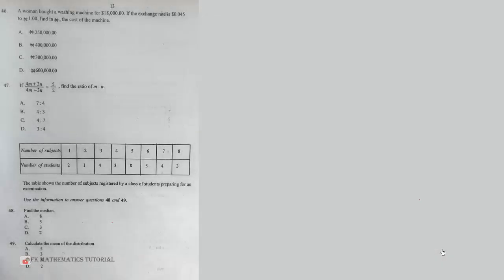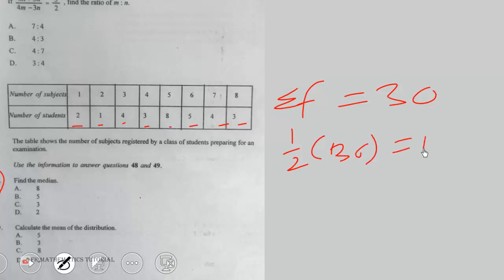Then question 48 is here. We have to find the median. The total frequency here, when we add all, we are getting 30. So half of 30 will be 15. So the 15th value: we add 2 plus 1, 3, plus 4, 7, 10. So the 15th item is here. If you count from this side to the 15th item, it's 5. So B is the median.